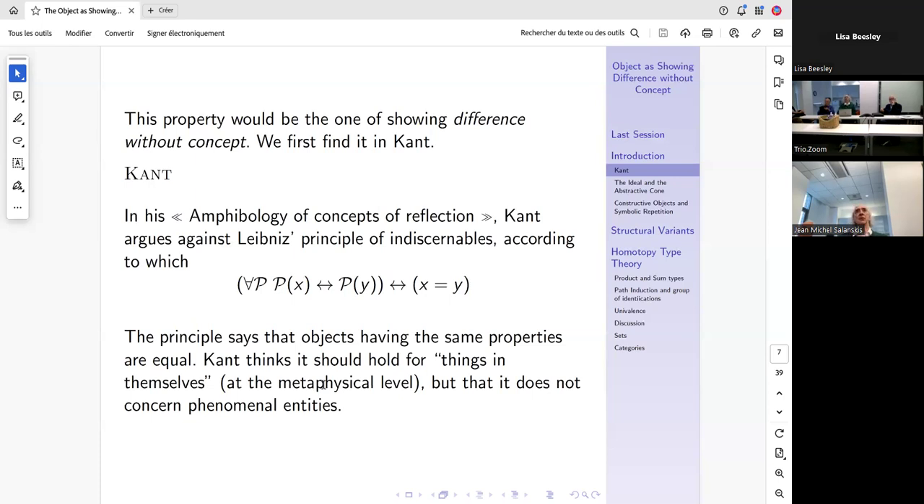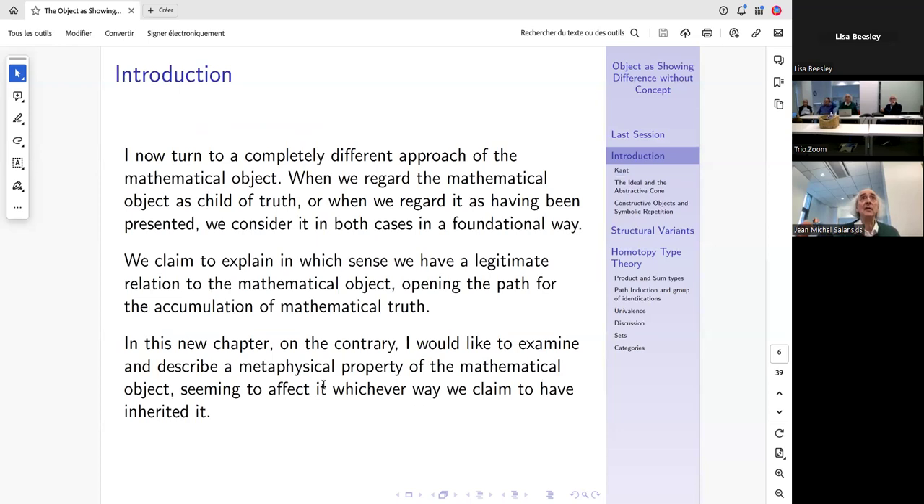Now I move to the third chapter, which is seeing the mathematical object as showing difference without concept. So it's a completely different approach, because in the first two attitudes, we were looking at the mathematical object in a foundational way. Either for people who are seeing the mathematical object as child of truth, or for people who are seeing the mathematical object as having been presented, in both cases, it's the idea of determining the legitimate origin of the mathematical object. And because we have this legitimate origin, we are able to accumulate mathematical truth. So in both cases, it's a foundational version of the mathematical object.